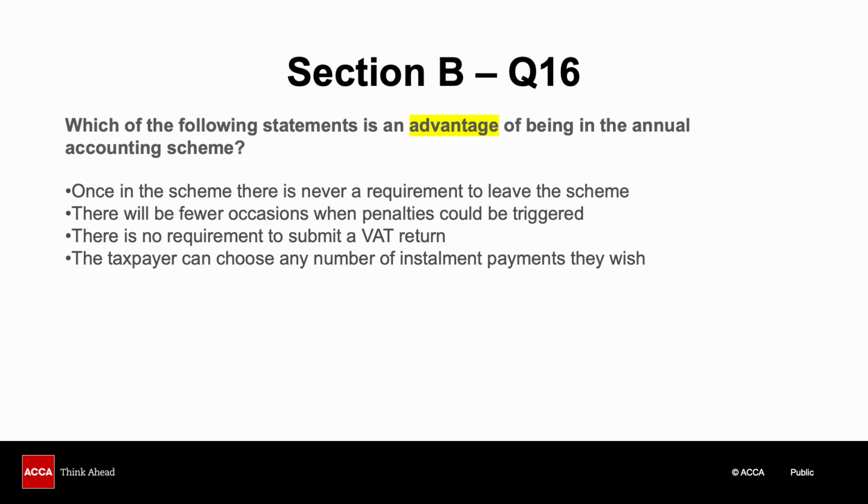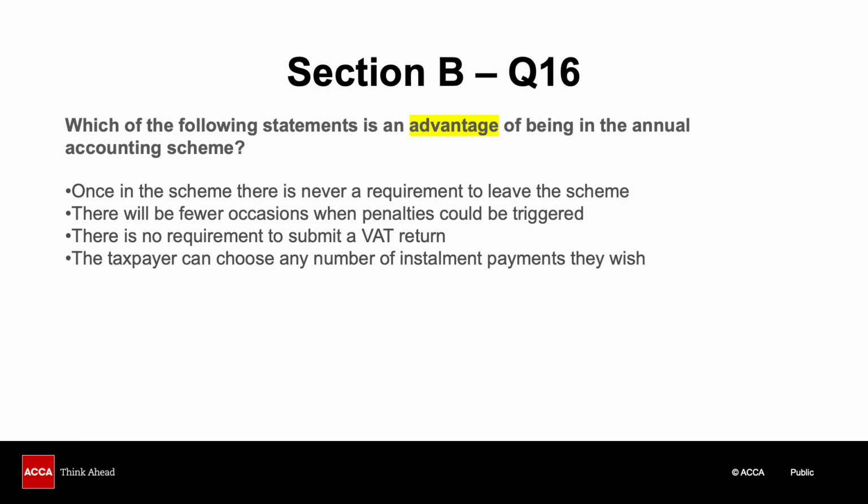So let's have a think about the annual accounting scheme then. What options have we got here to consider? Once in the scheme, there's never a requirement to leave the scheme. Well, that's not true. There is a limit beyond which a taxpayer needs to leave the annual accounting scheme. So that one's not true. There'll be fewer occasions when penalties could be triggered. Does that sound like that's an advantage? Yes. Is it true? Yes, it is true. We'll come back to discuss why that is in a second.